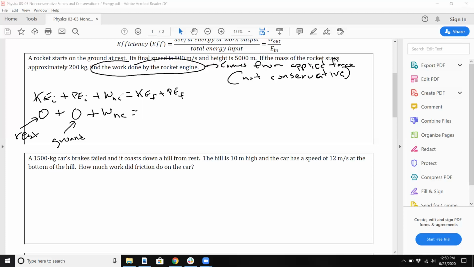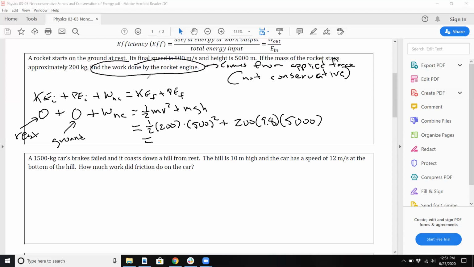Okay. Now, the kinetic energy is going to be 1/2 mv squared plus mgh. So we do know our mass, which is 200. It does reach a final velocity of 500. And again, 200 times 9.8 times 5,000. And the final answer will be in joules. So that's what you want to do for that one.